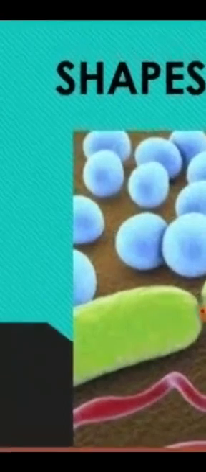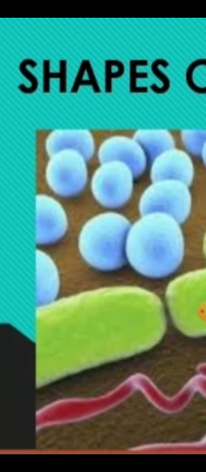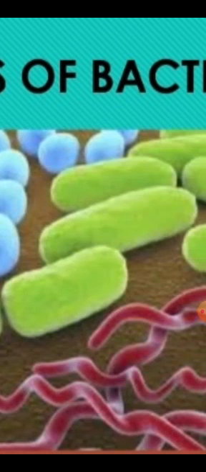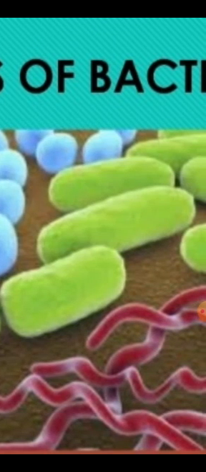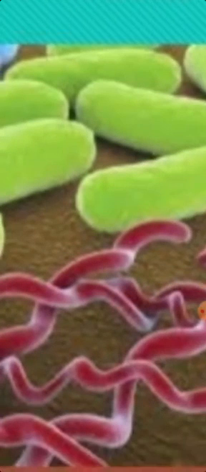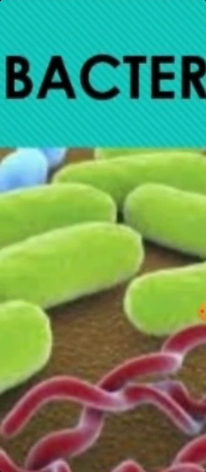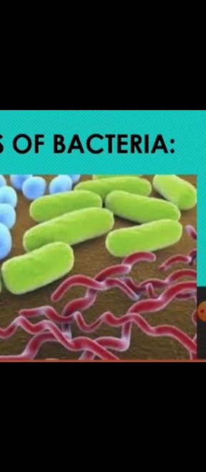On the basis of their shapes, bacteria can be of various types, and they may be round. You can see the image on your screen. Bacteria can be round in shape; they are called spherical bacteria. The ones that are green in color are rod shaped bacteria, and the ones that are reddish in color are spiral shaped bacteria. So the three basic types of bacteria on the basis of their shapes are spherical bacteria, rod shaped bacteria, and spiral bacteria.